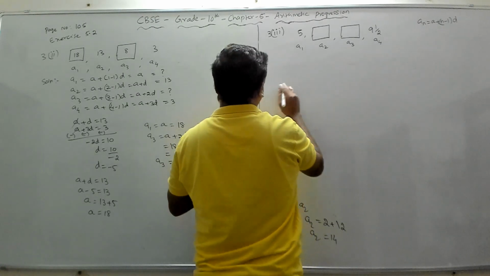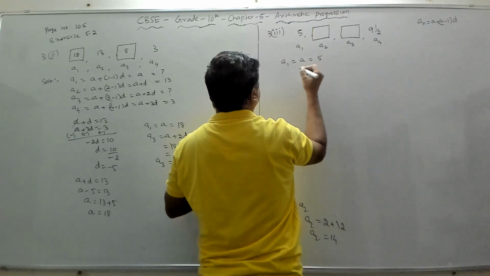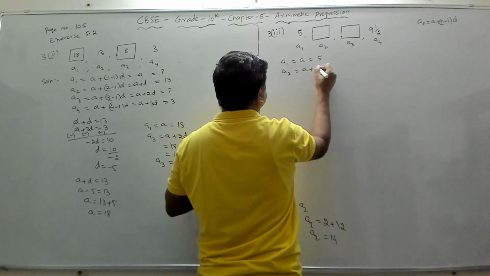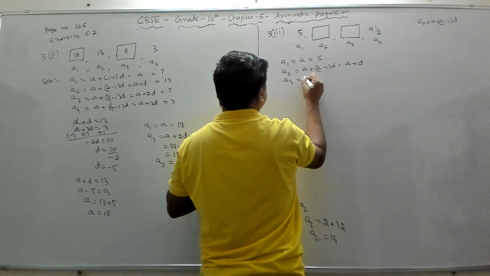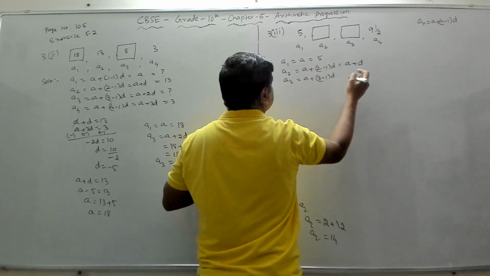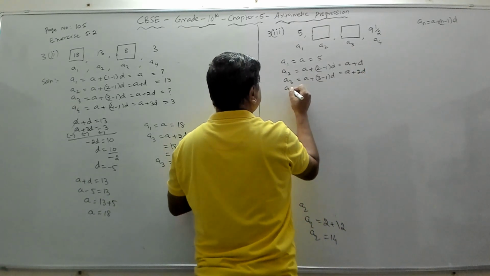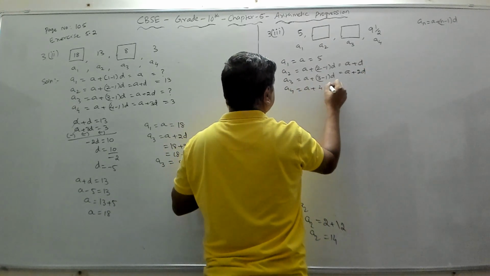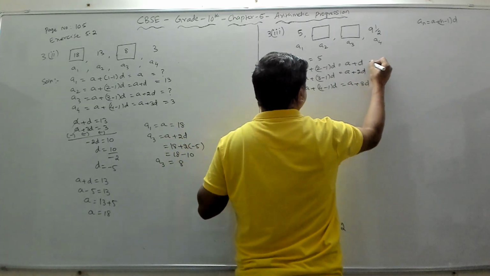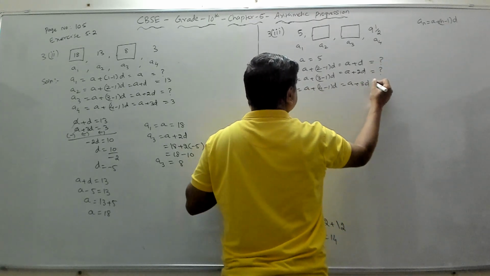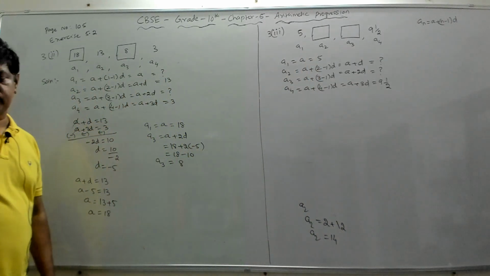Fine. Now what is our A1? A1 is A, which is 5, the first term. A2 is A plus 2 minus 1 into D, which means A plus D. And A3 is A plus 3 minus 1 into D. We are substituting in the An formula, right? So A plus 2D. And A4 is A plus 4 minus 1 into D, which is A plus 3D. Again, here we don't know these, question marks. The fourth term is given as 9 1 by 2, 9 and a half.